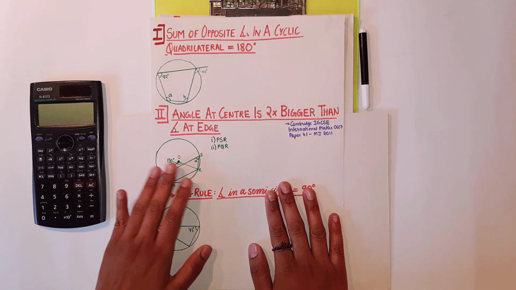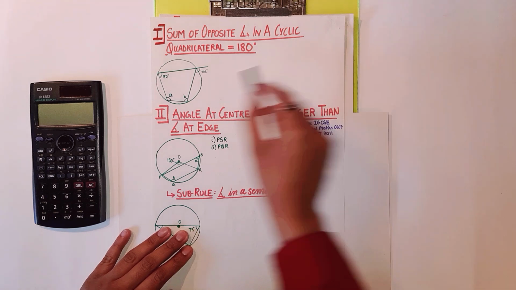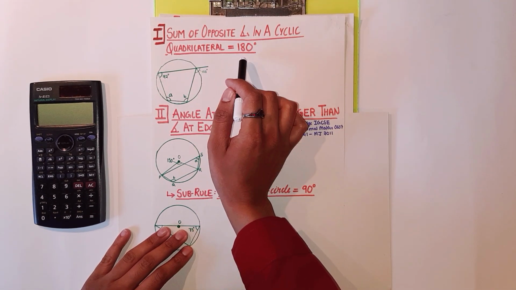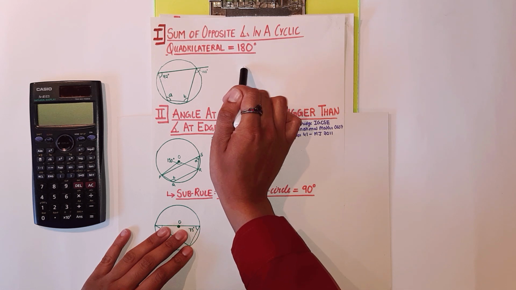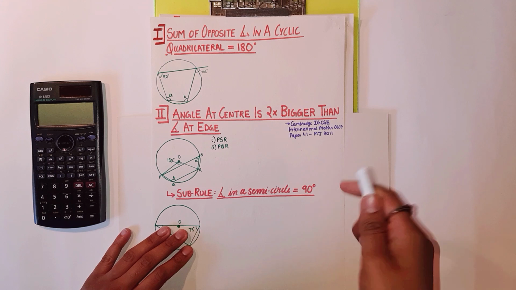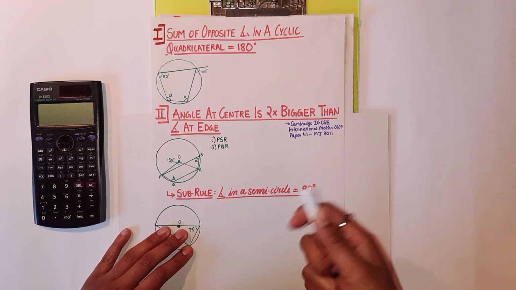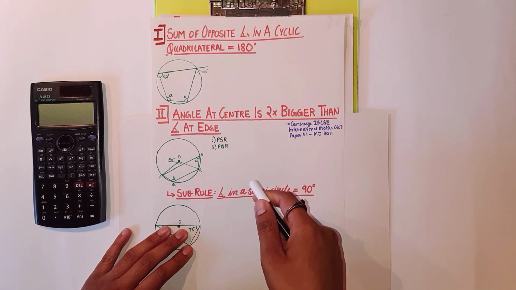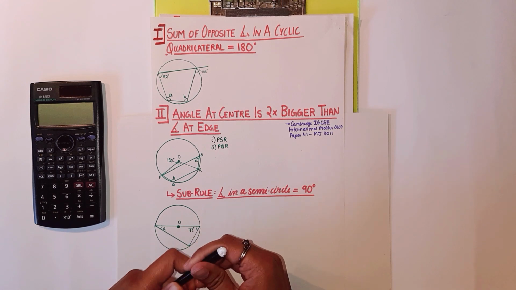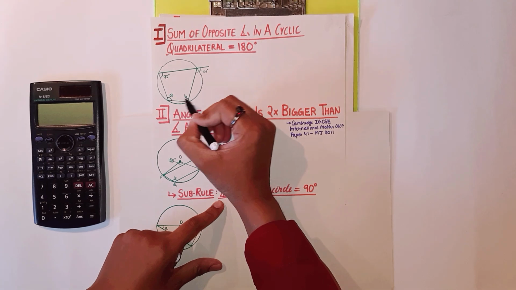So the first rule that we have states that the sum of the opposite angles in a cyclic quadrilateral is equal to 180 degrees. First of all, when do we even use this rule? Now, this rule would be used when you have a cyclic quadrilateral in the problem. And what is a cyclic quadrilateral? Well, it is quite simply a quadrilateral inside a circle.